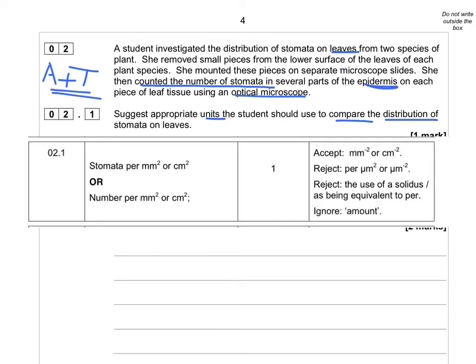So you can have a variety of answers, but you're looking at millimetres squared, so you're looking at the surface area. So it could be stomata per millimetre squared or centimetre squared, and they'll accept other permutations as well, as you can see. It wouldn't be per micrometer squared, okay, it'd be per millimetre squared. There we go, and also amount of stomata is incorrect. It's because you're comparing the distribution of stomata, so it's going to be in a view on the microscope. In terms of looking in the optical microscope, it's going to be millimetre squared.